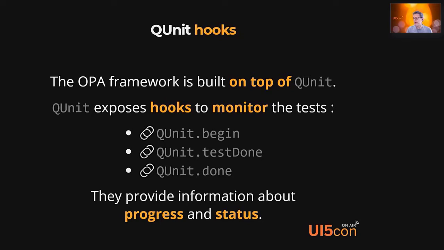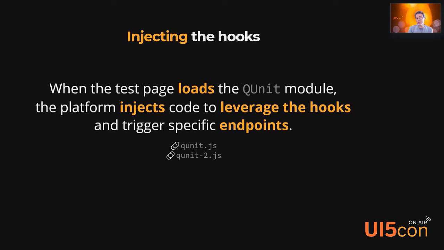And qunit offers hooks to monitor the test execution. So you have qunit begin, test done, and done. And they provide not only information about the progress of the test execution, but also about the status of the test execution so that you can know if anything went wrong or if everything is correct. So what we will do based on that is that whenever these qunit modules are being loaded by the application that is being run to execute the test, we will, on top of the qunit source, which is coming from UI5, inject some hooks in order to trigger some calls to the test platform whenever a test is successful.